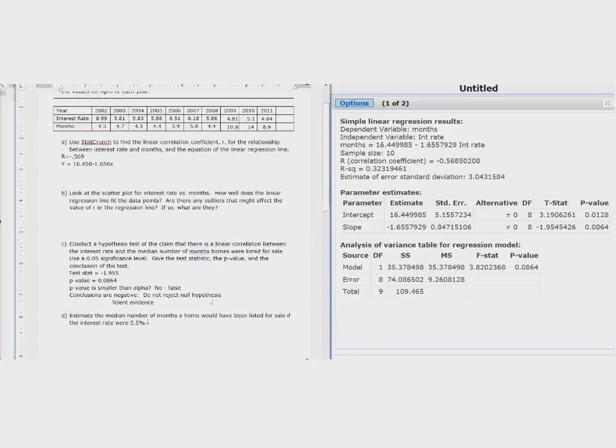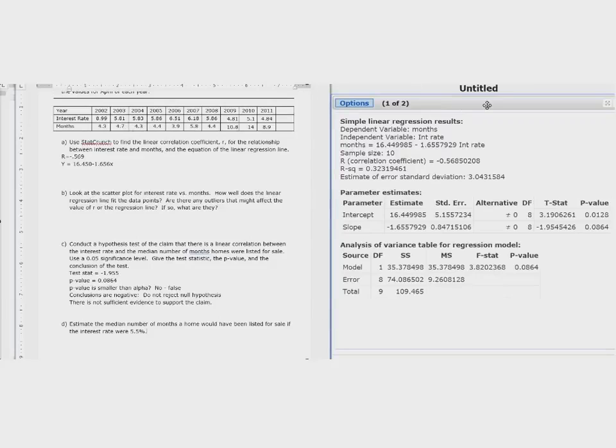Okay, so now in part D, what it's asking is to estimate the number of months a home would have been listed for sale if the interest rate were 5.5%. The answer to this depends on what you came up with for your test result up here. What we came up with was that there's not sufficient evidence that there is a linear correlation. So that means we can't use our regression equation to make this estimate. The only way that we can estimate this number of months is by using the average of the numbers of months up here in the table.